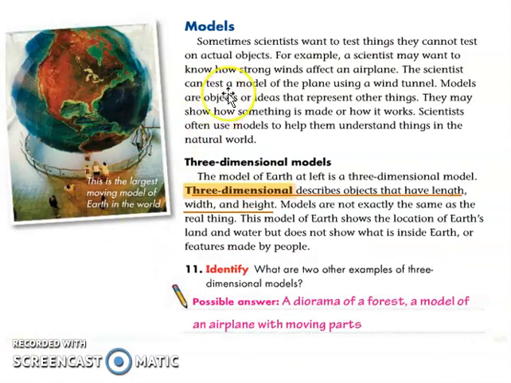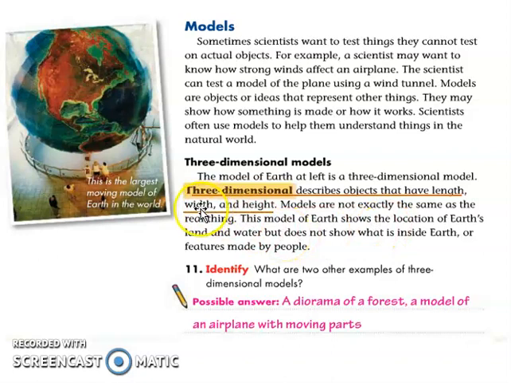Scientists also use models. What are the types of models? Okay, a model could be 3 dimensional. An example of a model is the world globe. So this is a globe, and this is an example of a 3 dimensional model. When we are talking about a 3 dimensional model, it has a length, it has a width, and it also has height. Models are not exactly the same as the real thing.